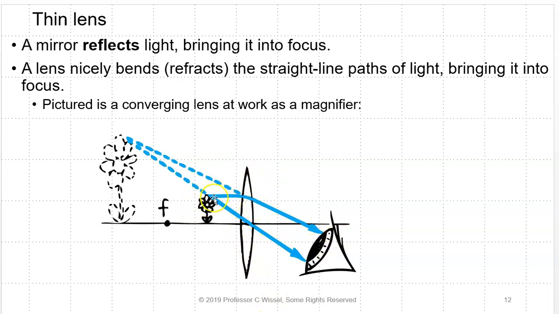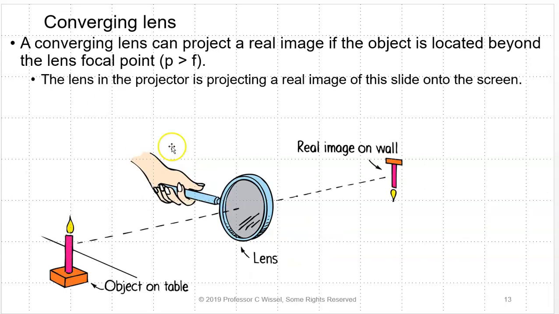A magnifier would take the light from an object and produce a large virtual image that your eye can examine in much greater detail. That's why it's called a magnifying lens. It makes the image very much bigger than the object. Now, a converging lens can project a real image if the object is located beyond the lens focal point, just like for the concave mirror. And P then will be greater than F.